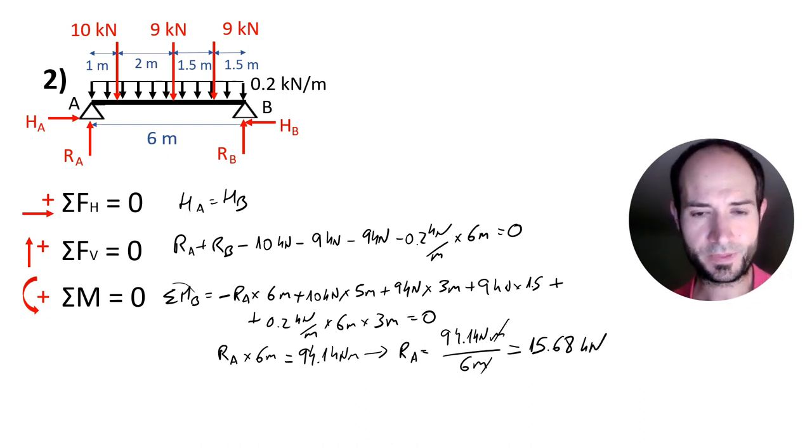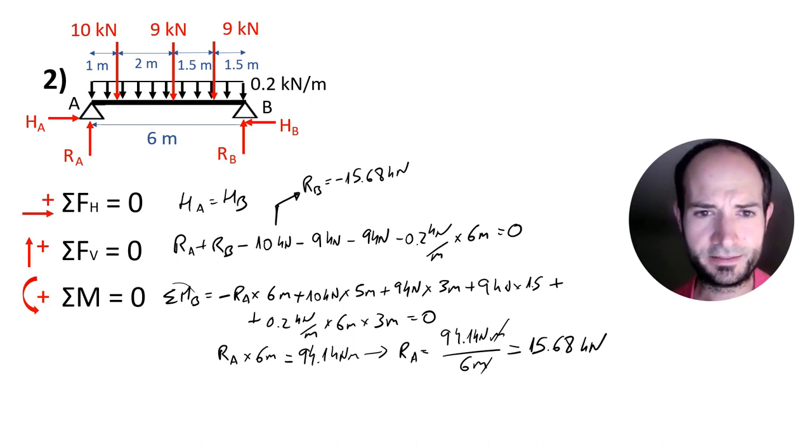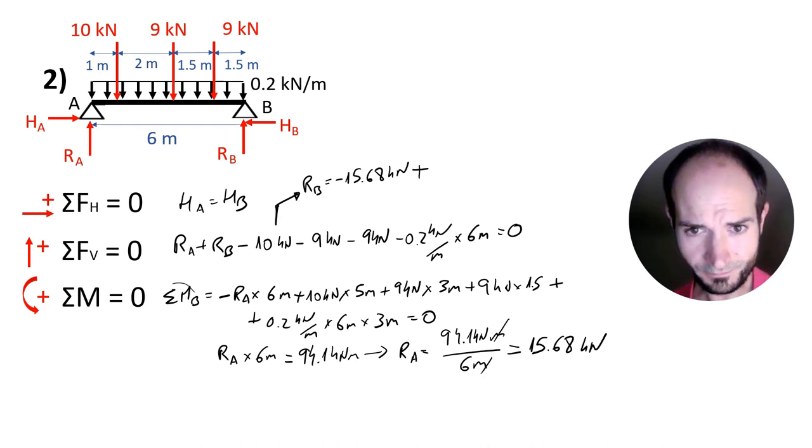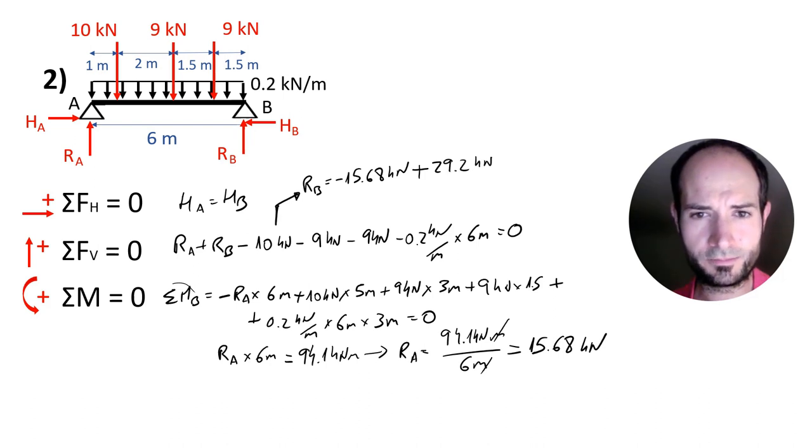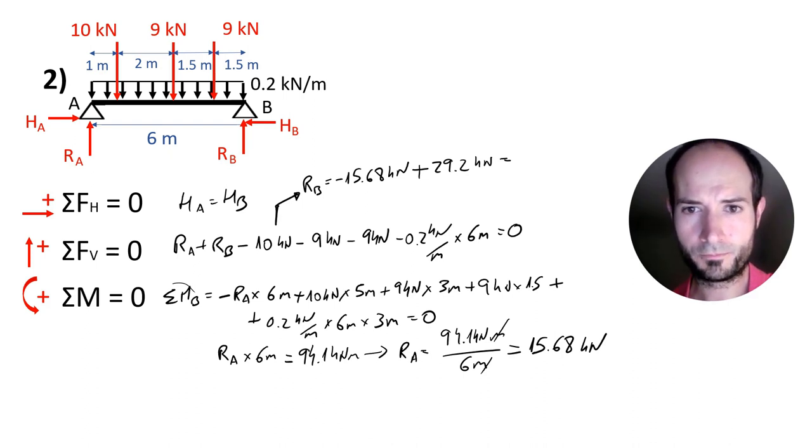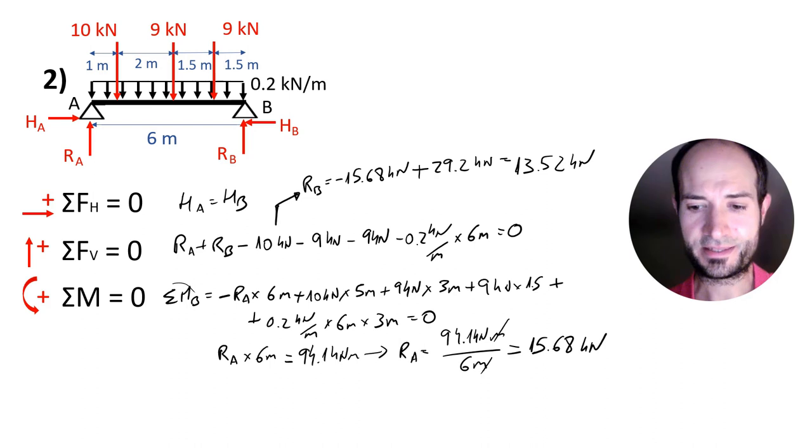Now let's get RB. RB is going to be equal to minus RA, minus 15.68 kilonewton, and then everything else with the plus sign. So we have 10, 9, 19, 28, and 1.2. So that's 29.2 minus 15.68. Okay, that's done. Last one.